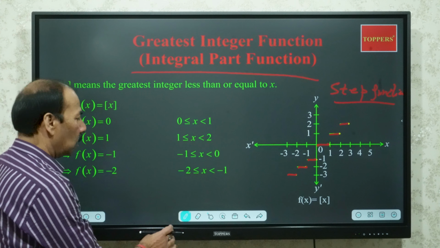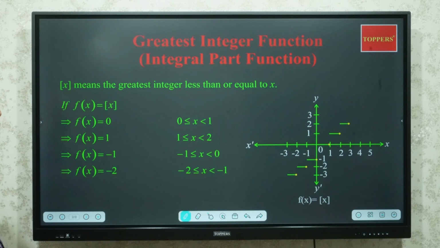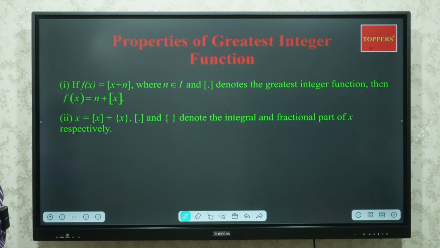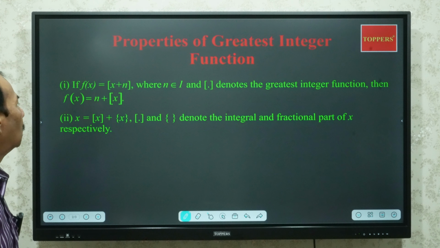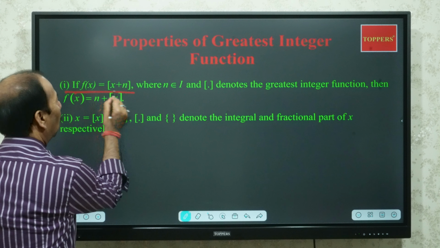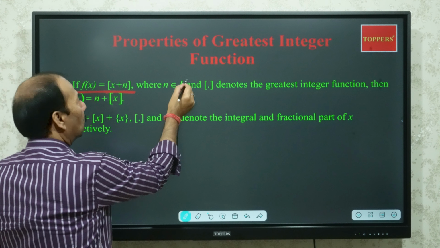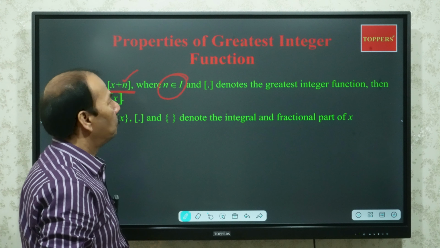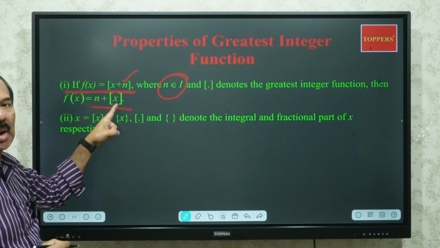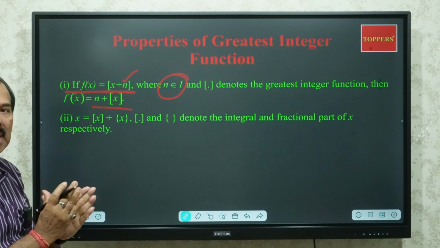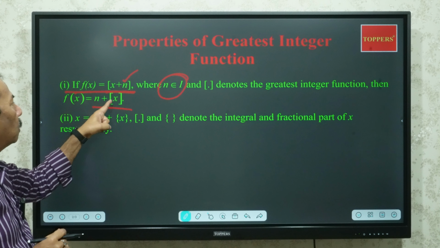Now let us see some of the properties of this. Here you can say either the property or the different ways in which the integral function can be represented. If you have f of x equal to integral of x plus n, where n is an integer, then it can be represented as n plus integral of x. If n is an integer, you can take it out of that integral bracket or that symbol. So it becomes n plus integral of x.